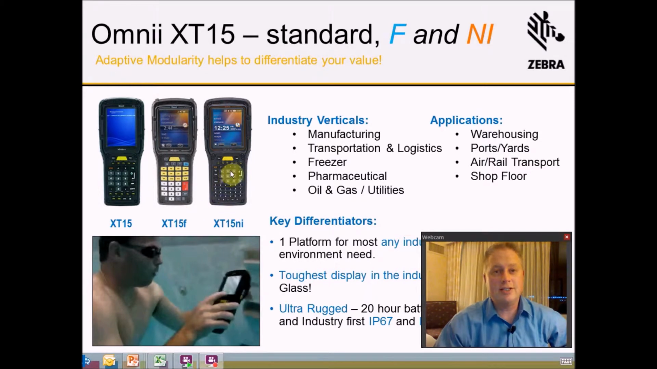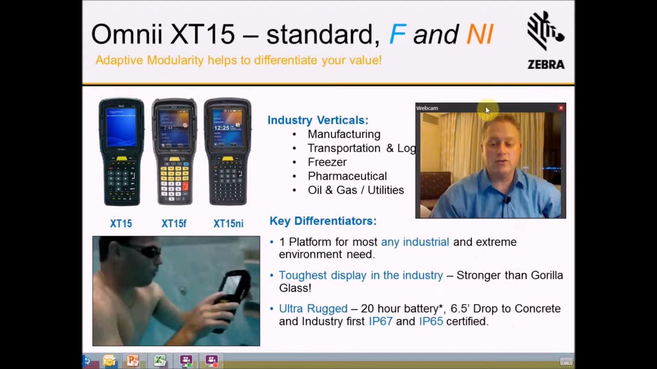And then also the XT15NI. NI stands for non-incentive, so that's actually class 1 div 2. If you've got an application that's going to be used in environments where explosive gases could be present, NI is something you're probably already aware that you're going to be looking for. You can see here the different industry verticals: manufacturing, T&L, oil and gas, freezer for cold chain, as well as some of the different applications.